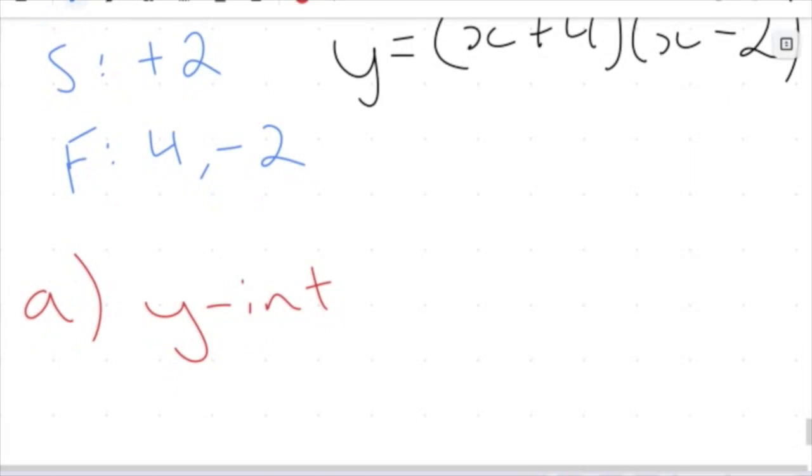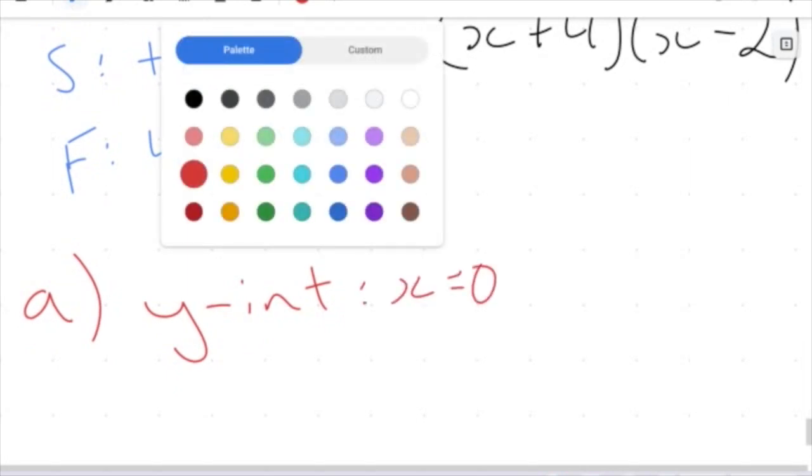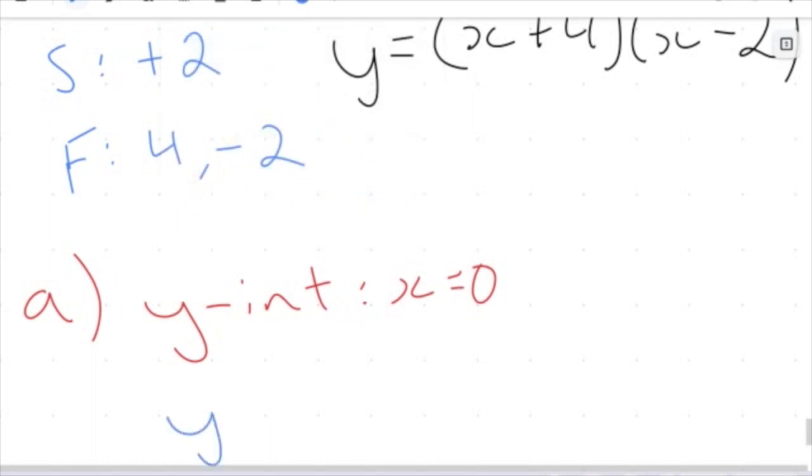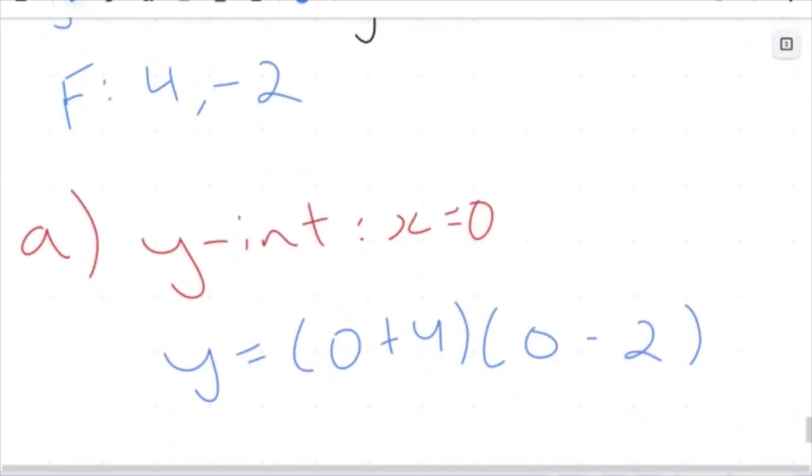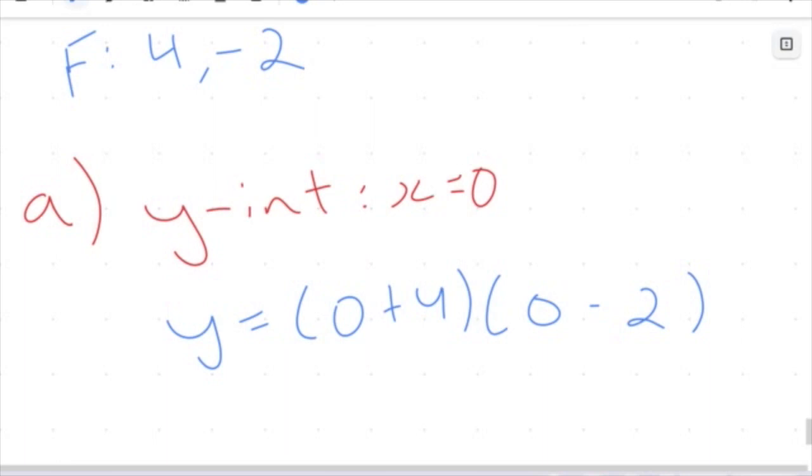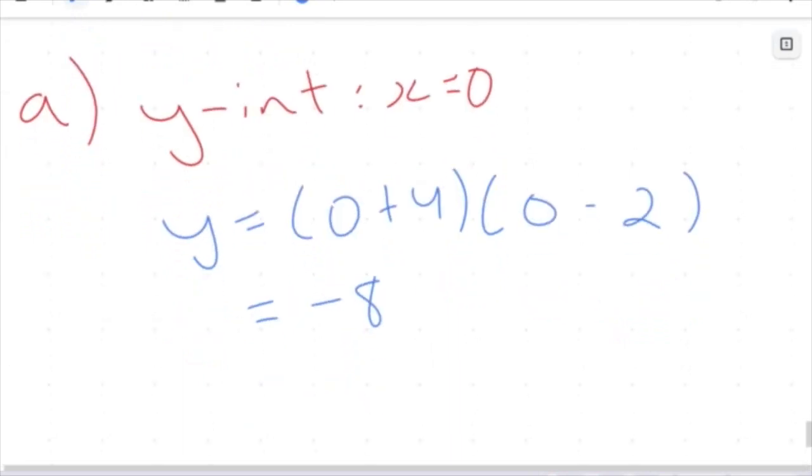So now that I have my nice equation here, I can find my y-intercept. That happens when x equals 0. So I'm going to get y equals 0 plus 4 multiplied by 0 minus 2. So this is the same as 4 times minus 2, so that gives me minus 8 as my y-intercept.